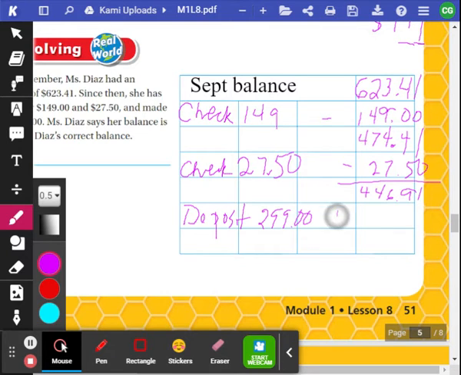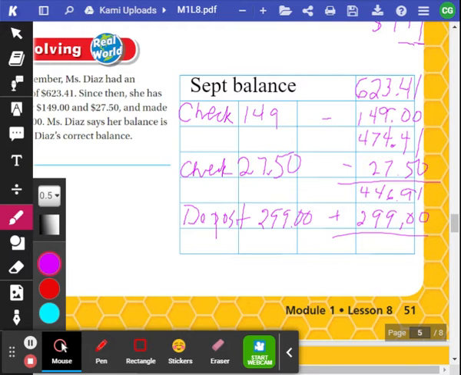Now we said deposit, so I want to add because it's going to make my balance larger. So I'm going to add in $299. So this is going to be plus 299. And normally I would tell you to separate because I'm looking at minimum space. I'm just going to kind of do this. So I hope that this is okay for you.